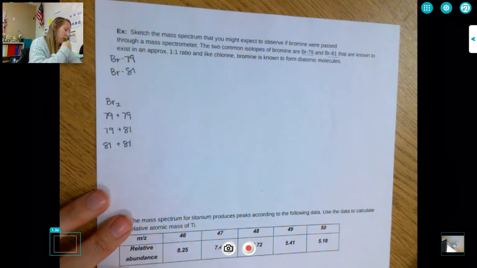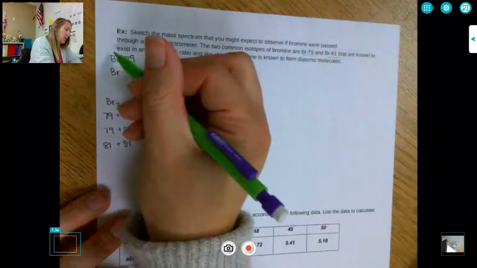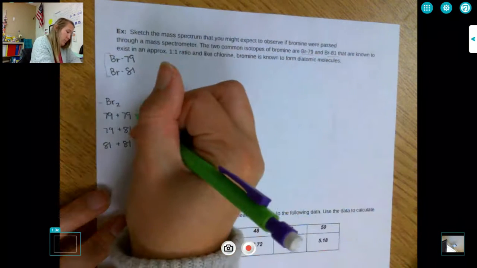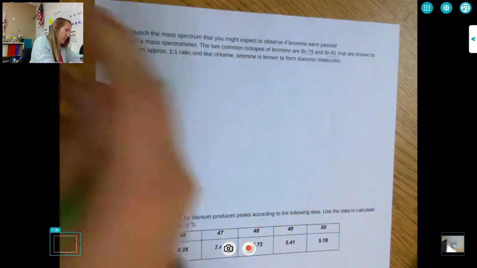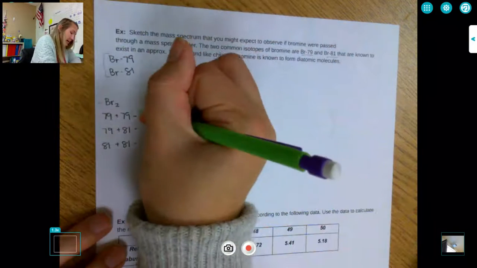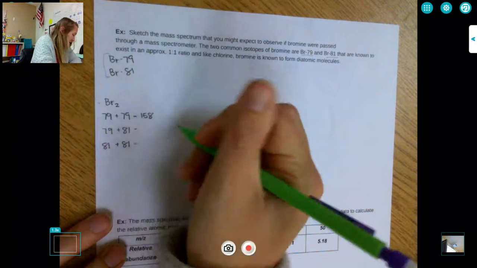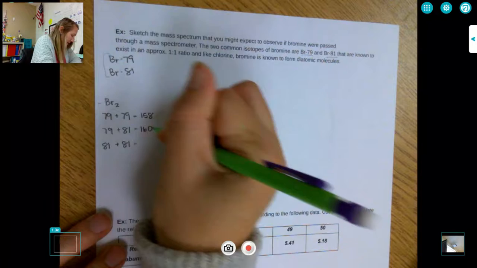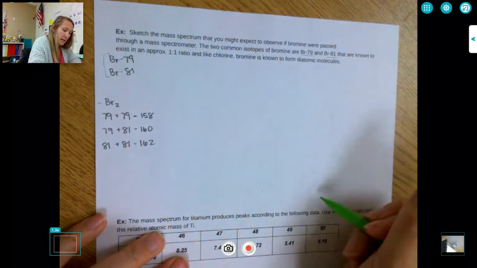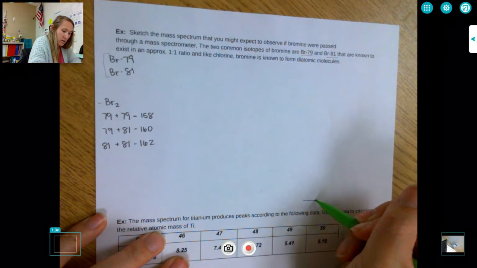So we eventually want to sketch a spectrum. So I need to know the percent abundance of each of my two isotopes of bromine and my diatomic bromine. So my mass numbers of each of my diatomic bromines are 79 is 158, 160, and 162. So that means in my graph, let me get down over here.